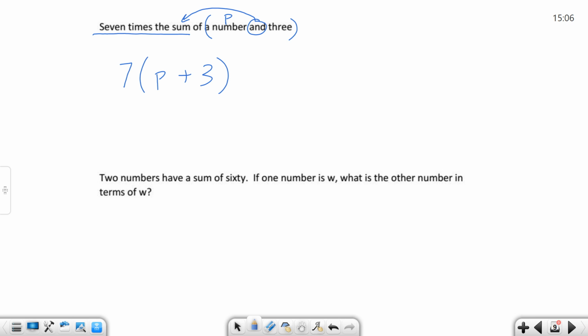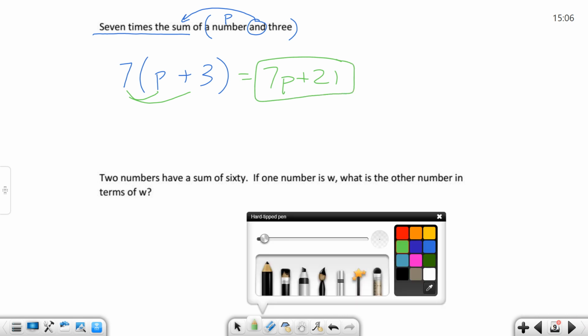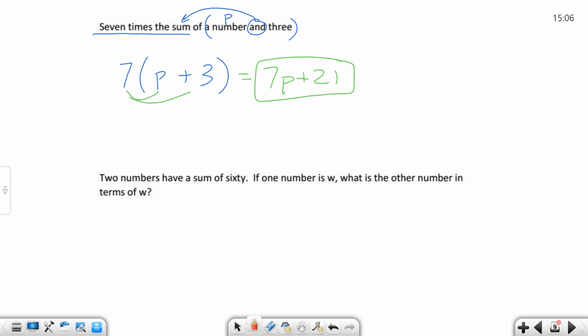The answer is yes. Because simplify means to remove parentheses and combine like terms. So here, I'm going to distribute my 7 and get what? 7P plus 21. And that is now simplified. All right? Because we're told translate and simplify. If you were just told to translate, then this would be your answer right here. But we're told to do a little bit more. So we did a little bit more. We simplified it.